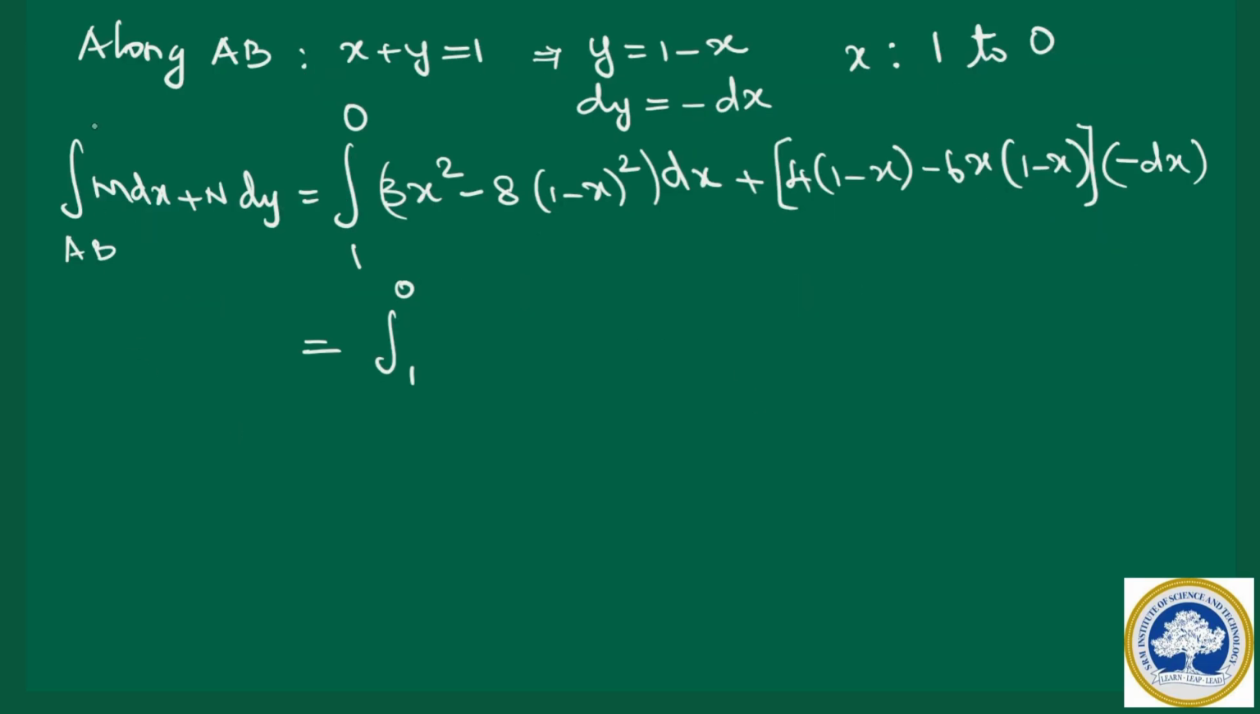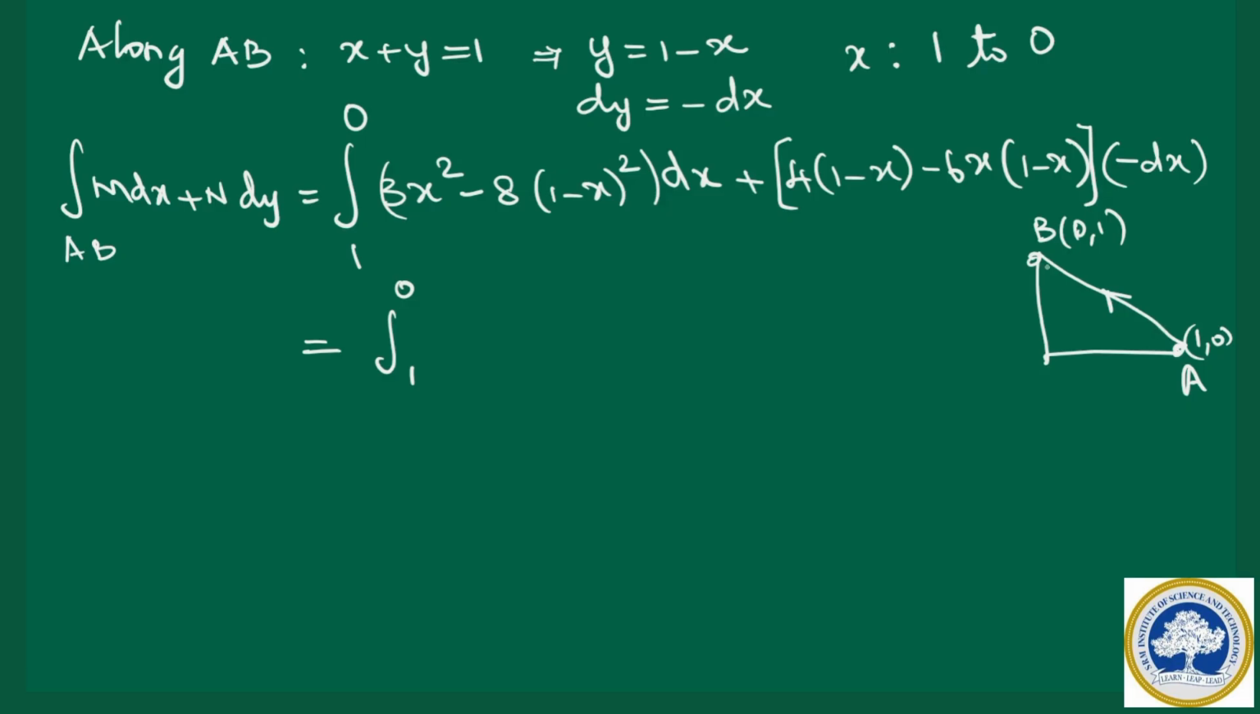Okay. Now to evaluate along AB, the equation is x plus y is equal to 1, which is the line AB. So from this we need to take y is equal to 1 minus x, which gives you dy is equal to minus dx. And moreover, the limit for x is 1 to 0. So how to identify the limit here? This is A, this is B. So this is 0 comma 1 and this is 1 comma 0, right?